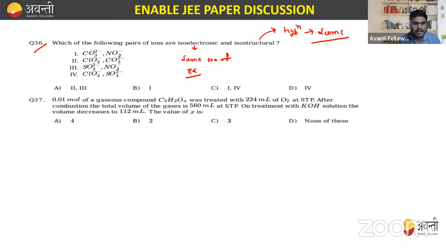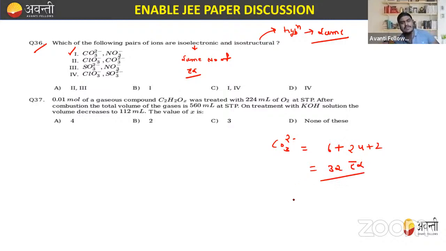So if I'm considering CO3 2 negative and NO3 negative, how many electrons do they have here? Tell me quickly. CO3 twice negative, carbon having how many electrons? Carbon has atomic number 6, so 6 protons, 6 electrons. Oxygen 8 into 3 is 24, and plus 2. So it comes out to be 32 electrons. So they will contain 32 electrons, right?